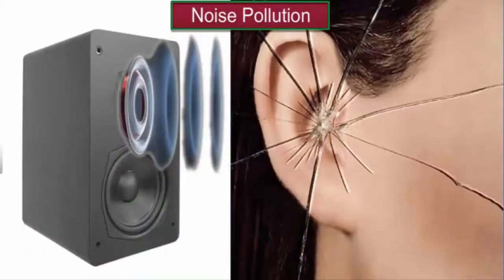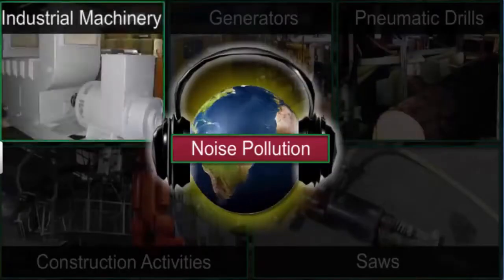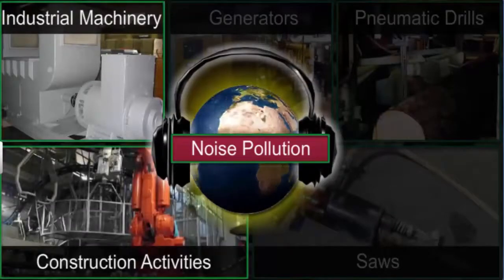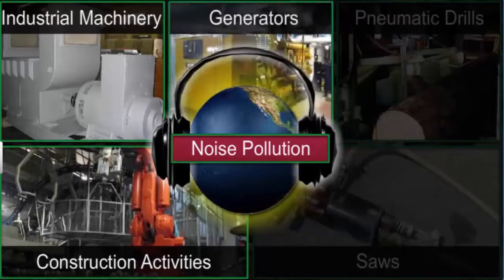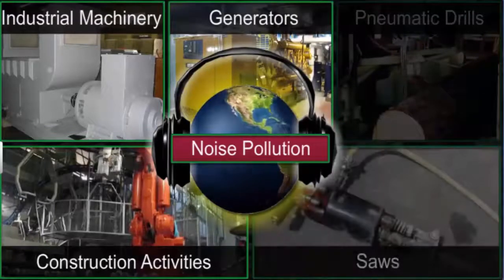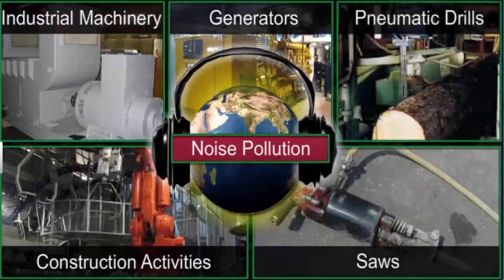Loud noise can lead to irritation, loss of hearing, and an increase in blood pressure and heart rate. Industrial machinery, construction activities, generators, and equipment like saws and pneumatic drills are mainly responsible for noise pollution.